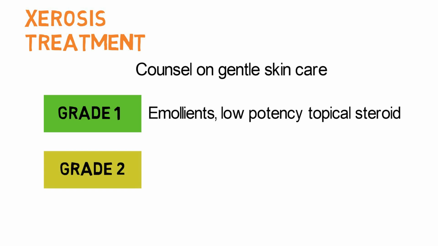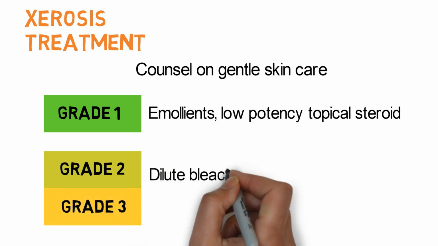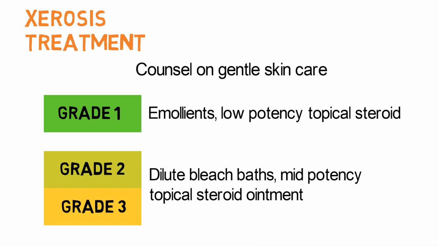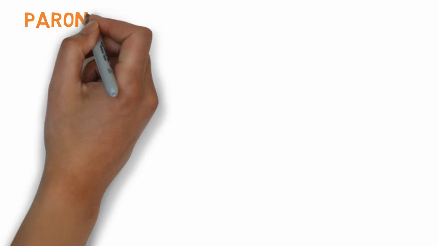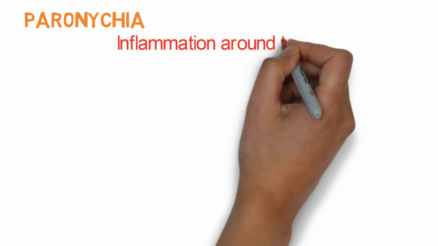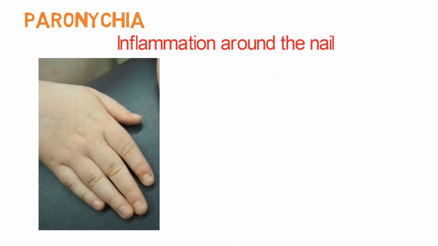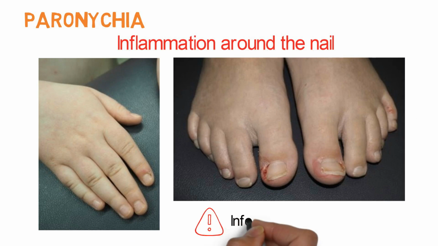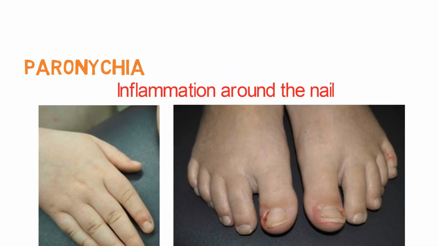For grades 2 and 3, the patient can take dilute bleach baths and may be prescribed a mid-potency topical steroid ointment. Paronychia is inflammation around the nail. It can be identified by redness, swelling, or cracked skin around the nails. Sometimes infection goes along with this inflammation.